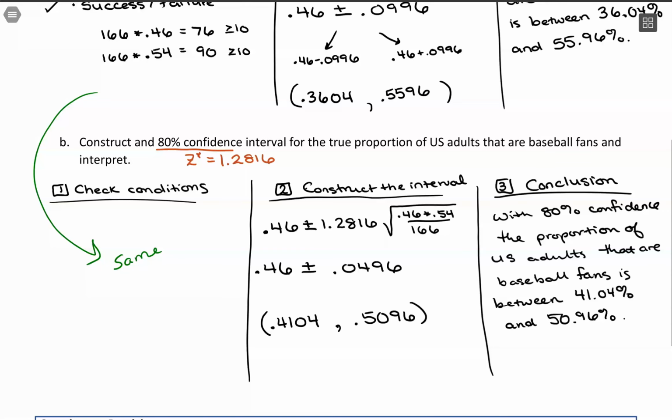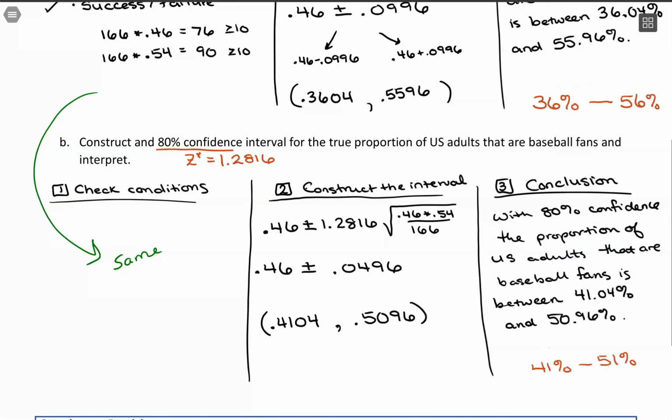All right, so let's compare these. In terms of the proportions that came out, with 99% confidence, we got this range of 36% to 56%. And with the 80% confidence interval, it was about 41% to 51%. So we can see the interval for the 80% confidence is much smaller. It has a range of about 10%, whereas the 99% confidence interval has a range of about 20% between the two. So let's talk about what this means.